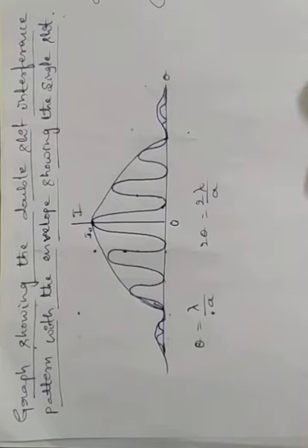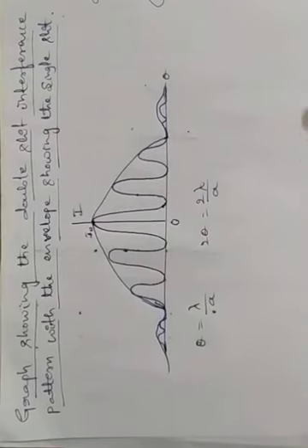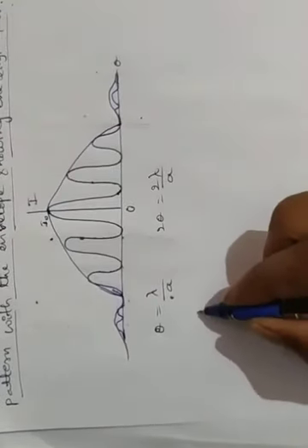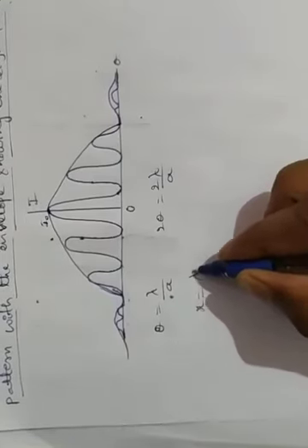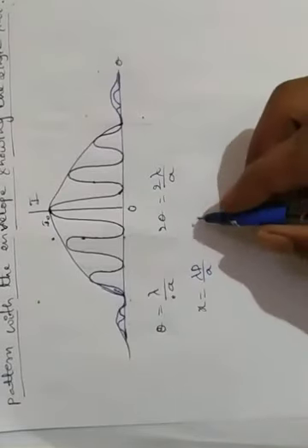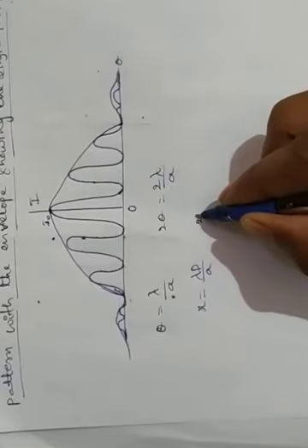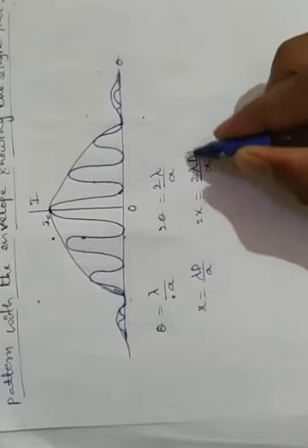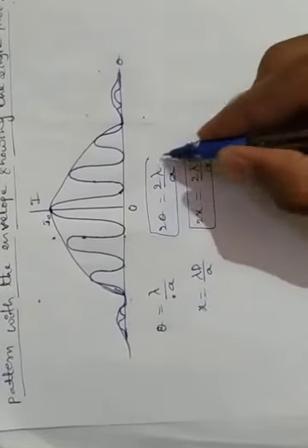Okay, in the same way, the linear width of the central maxima: we know that x is equal to lambda d by a, the linear width. So here they are asking for the linear width of the central maximum, that is 2x, which is equal to 2 lambda d by a. Just remember these two points.